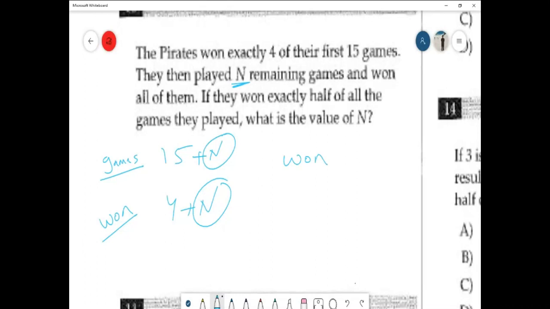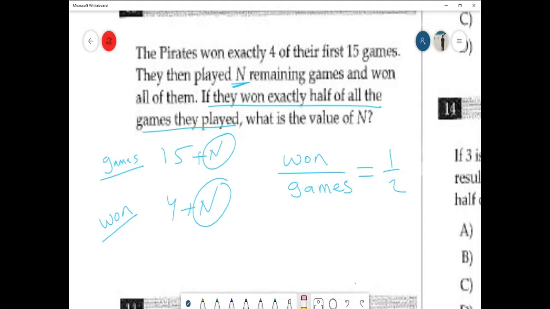Did you understand this part? Yes, got it. After that, it says that they won exactly half of the games they played. So if I take the ratio of the games won divided by the number of games, what will the ratio be? It will be 1/2, right? Any problem here, Abu Bakr? No. Sir, how do you know it's 1/2? Because it says they won exactly half of the games they played. That's why I take the ratio of 1/2.